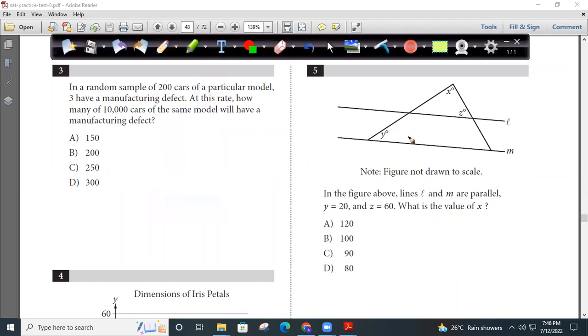So when I see this question, y is 20, z is 60, what is the value of x? These two are parallel lines. So I clearly told you, since these two are parallel, this is a small angle, this is also a small angle. So this is also 20. So 20 plus 60 is 80. So this should be your favorite 100. So B for Bangalore should be your answer.